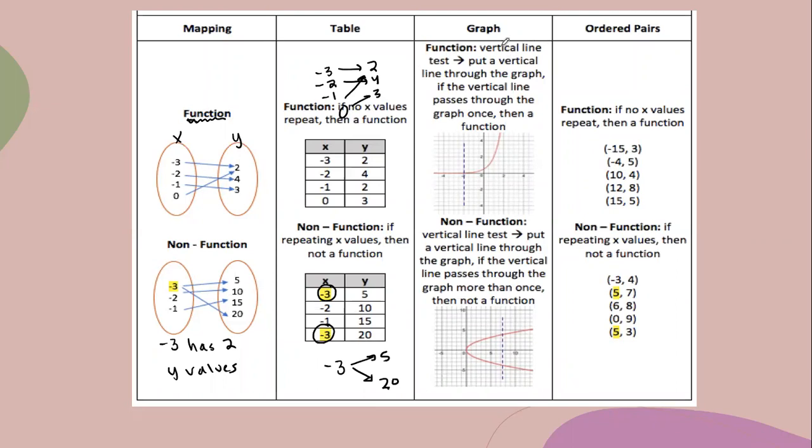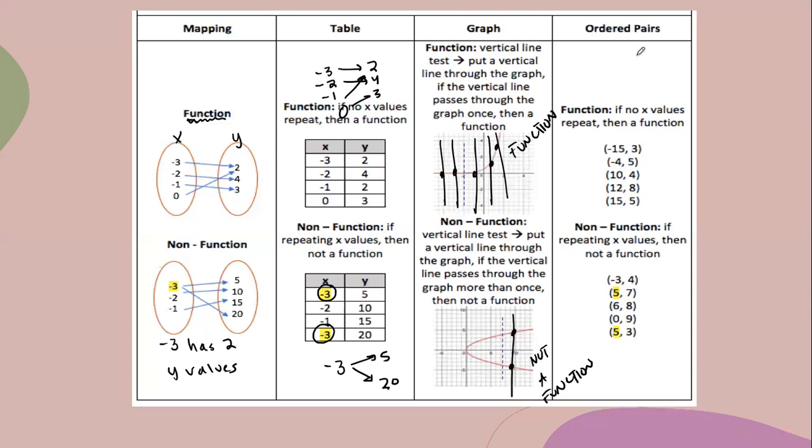On a graph, we do something called the vertical line test. So we put a vertical line through the graph. If it hits it one time, then it's a function. So this top one, it's a function. It's only hitting it one time. No matter where I put the line, it only hits it once. So this is a function because every x only has one y. But when I do the vertical line test to this graph down here, it hits it how many times? 2 times. So because it hits it more than once, it's not a function. And that's because that means these x values have multiple y values.